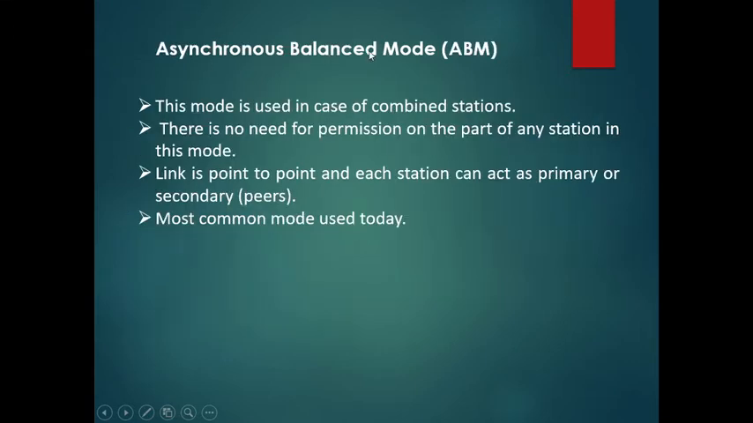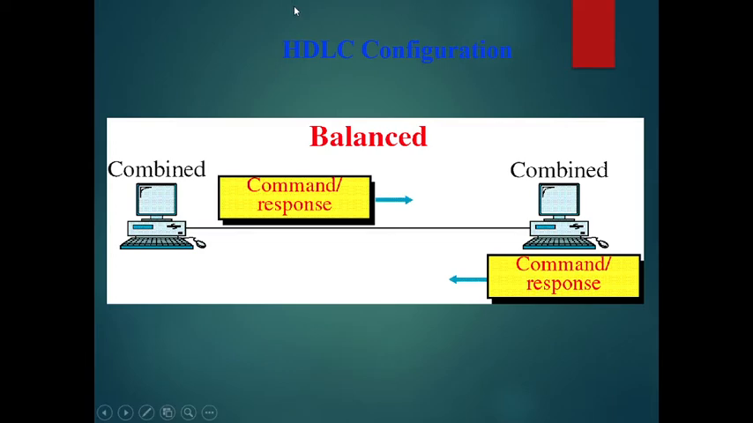Again, there is the asynchronous balanced mode. In this case, it is used for combined stations. That is, you will have several stations, and each station can work either as primary or as secondary. No permission is needed on the part of any station in this mode. It is the most common mode used today, and the stations can function as peers. That is, together they can decide, at a time, to act either as primary or as secondary. For example, consider this particular case. This is acting as a combined station, meaning it can act either as a primary or a secondary. Same for this station also.